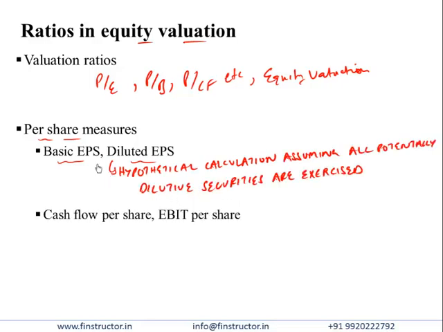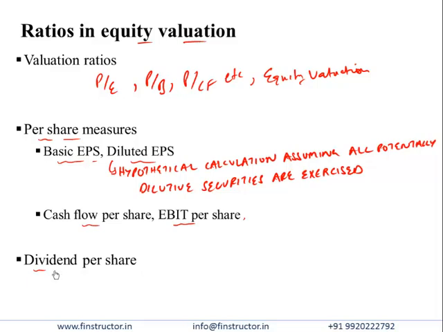And just to revise, diluted EPS is a hypothetical calculation assuming that all potentially dilutive securities are exercised. Just like we calculate the earnings per share, we can also calculate the total cash flow per share or the operating cash flow per share, the EBIT per share, and so on and so forth. An important metric that is often seen is the dividends per share, that is, how much cash is the company returning back to the shareholders in the form of dividends.